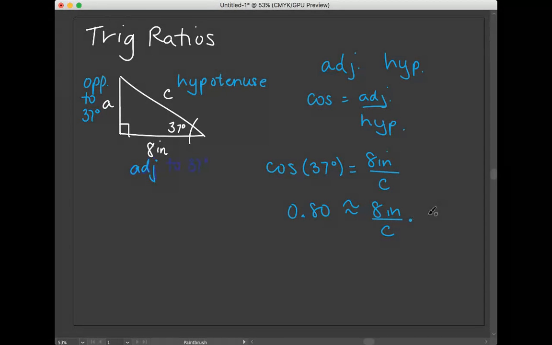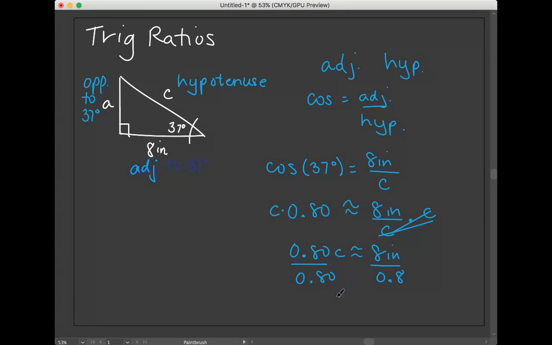I like to get my variable out of the denominator by multiplying both sides by that number, and now I have 0.80c equals approximately 8 inches. I will divide both sides by 0.8, and I will be left with 8 divided by 0.8 gives me C is approximately 10 inches.